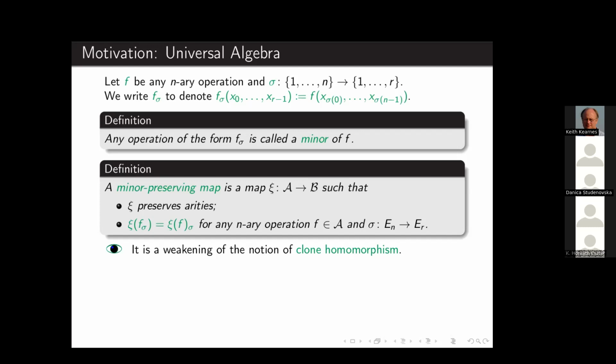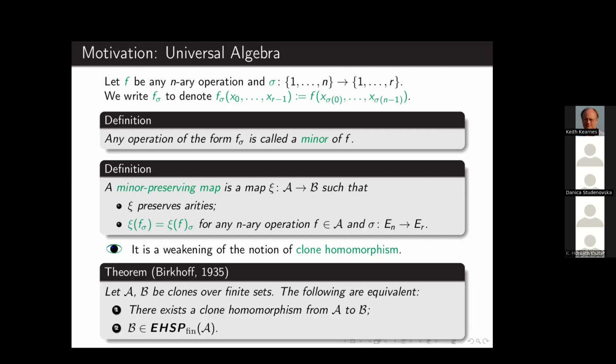As you can see here, I require that such a map preserves arities, and that it behaves well with composition with projections. So it is a generalization of clone homomorphism, because I no longer require that projections are mapped to projections, but rather that I only preserve composition with projections. And as you might know, there is a semantic characterization of clone homomorphisms, which says that there exists a clone homomorphism from A to B if and only if B is in the expansion of HSP of A.